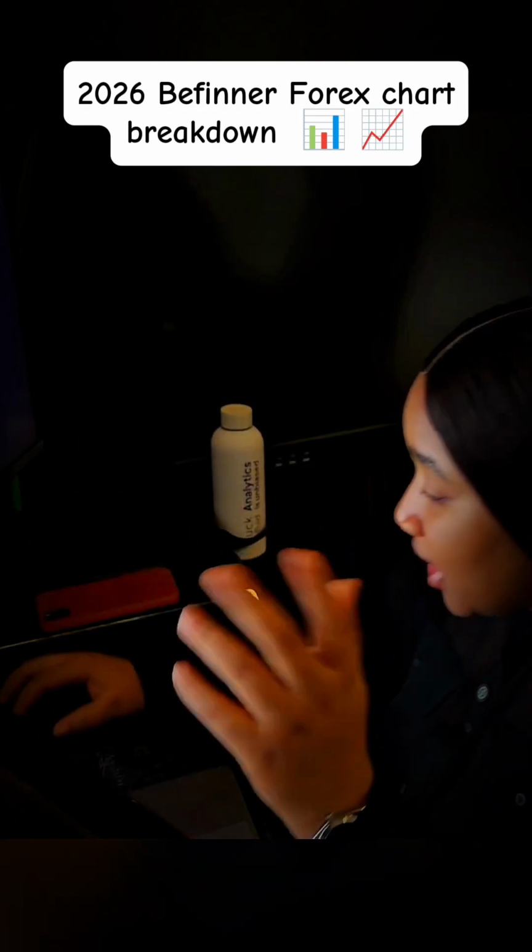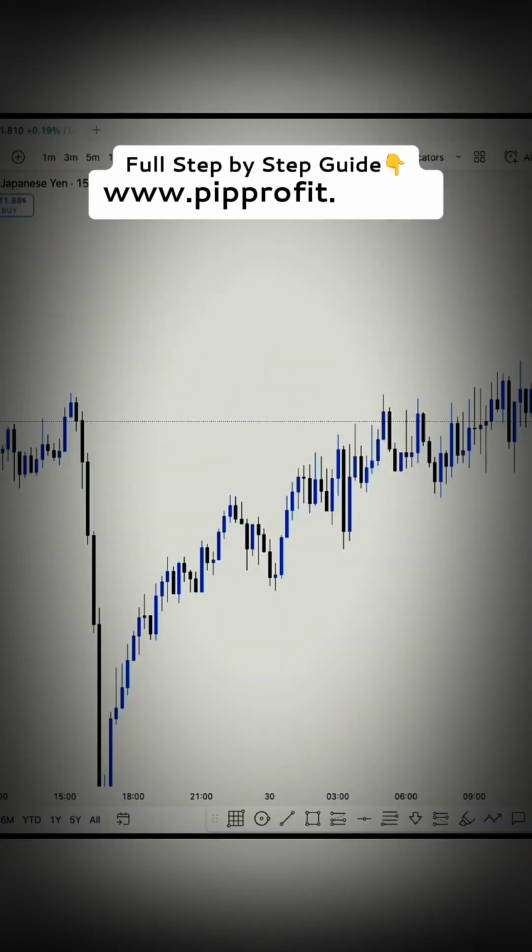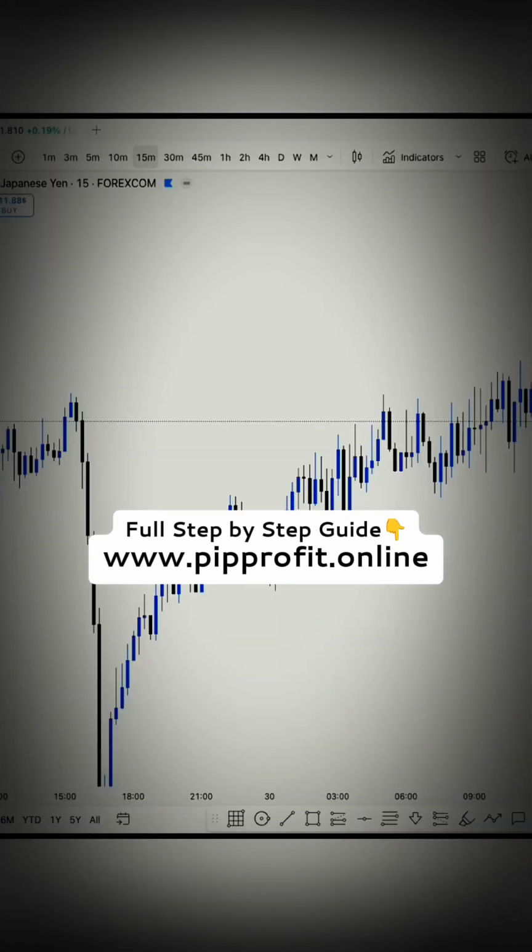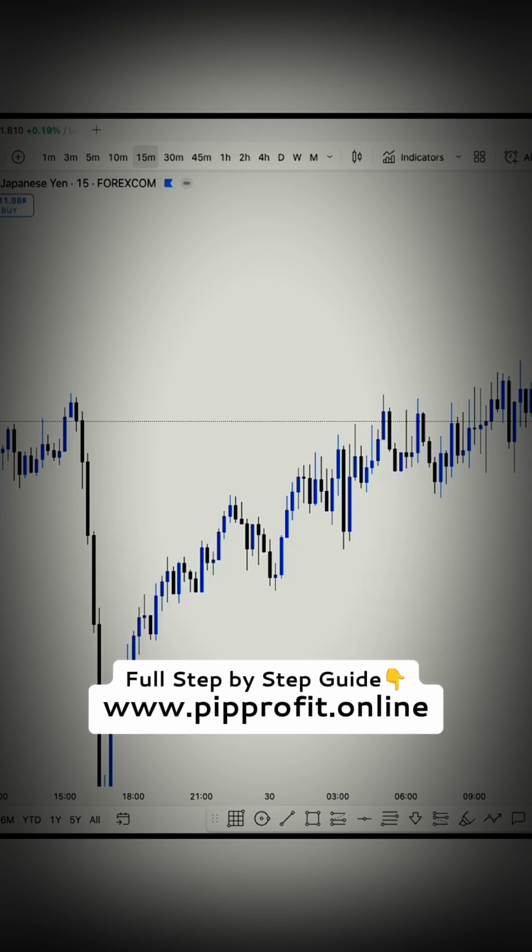Welcome to my second screen. So we're going to continue from here. I believe you can get a better resolution of the chart now, the candlesticks and how it looks.